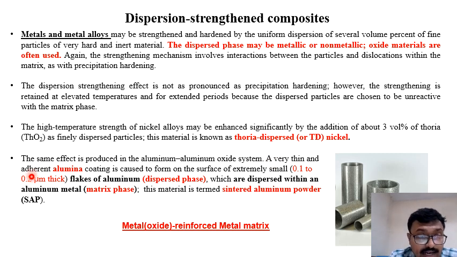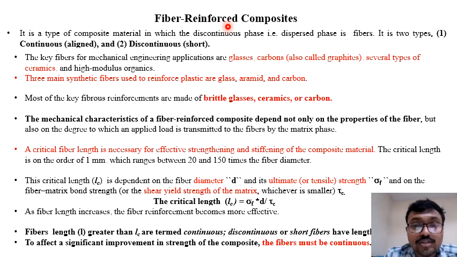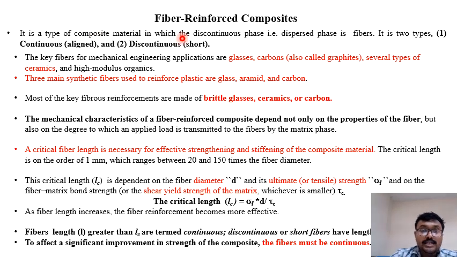A very thin and adherent aluminum oxide coating is caused to form on the surface of extremely small, 0.1 to 0.2 micrometer thickness, flakes of aluminum, which are dispersed within an aluminum metal matrix phase. This material is termed sintered aluminum powder. Fiber reinforced composites: a type of composite material in which the dispersed phase is fiber. It is of two types, one continuous and another discontinuous.